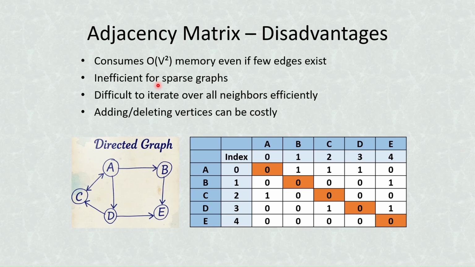Third disadvantage is it is difficult to iterate over all the neighbors efficiently, as we are storing both pieces of information, meaning whether the vertex is connected to a particular vertex or not. Both are stored in this row. So it is a little bit difficult to iterate through all the neighbors of A. Fourth disadvantage is adding and deleting vertices can be costly. It means suppose I want to add one more vertex here, then you have to add one more row and one more column in this case.